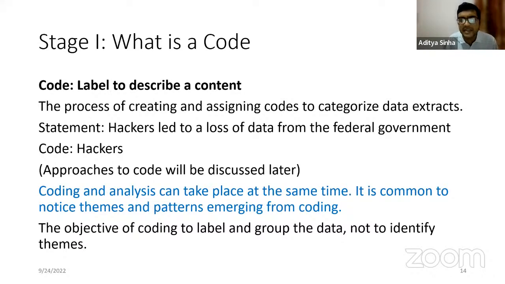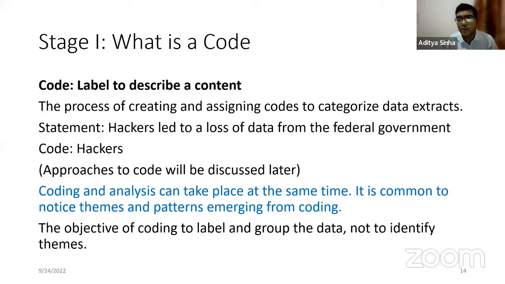Suppose a statement says, hackers led to a loss of data from the federal government. We can see several codes in this statement. One code will be hacker, and another code that we can derive is loss of data. So it is not necessary that your code should only be a single word. Your code can also be a sentence. It depends entirely on the researcher. So this is how we do coding. We go for coding exhaustively. It is a really exhaustive process to code the entire transcript, but you will have to do this when we go for thematic analysis.